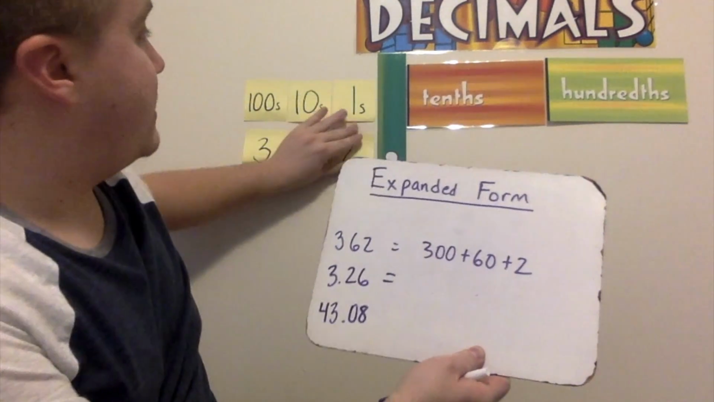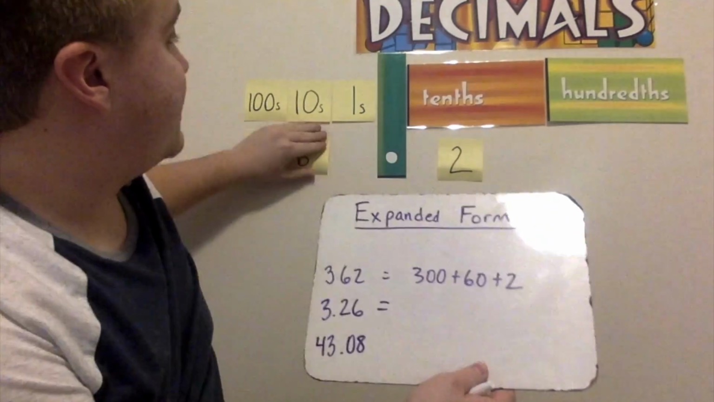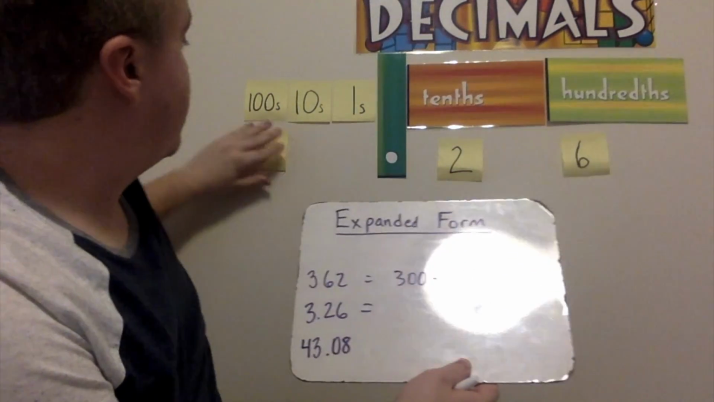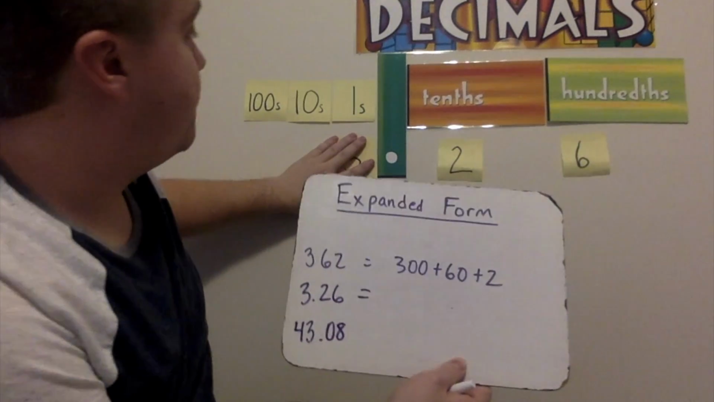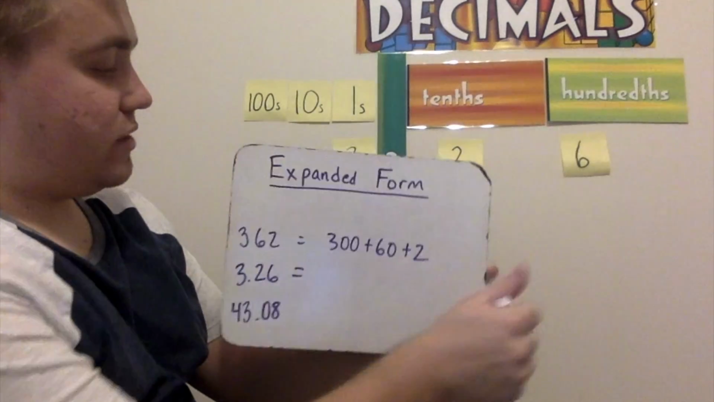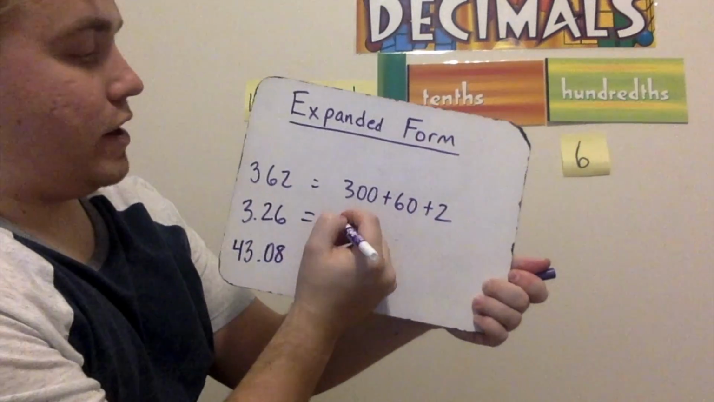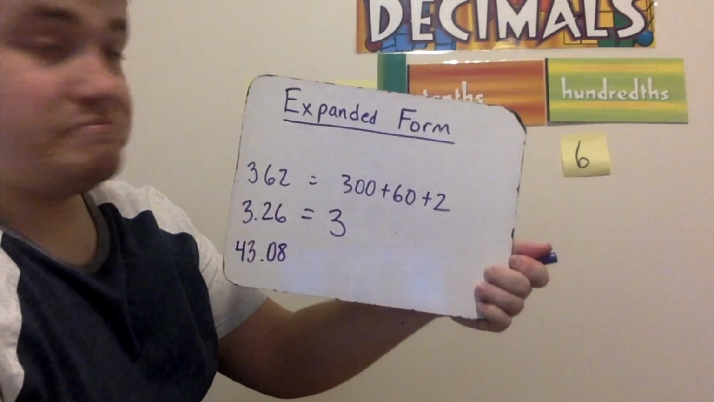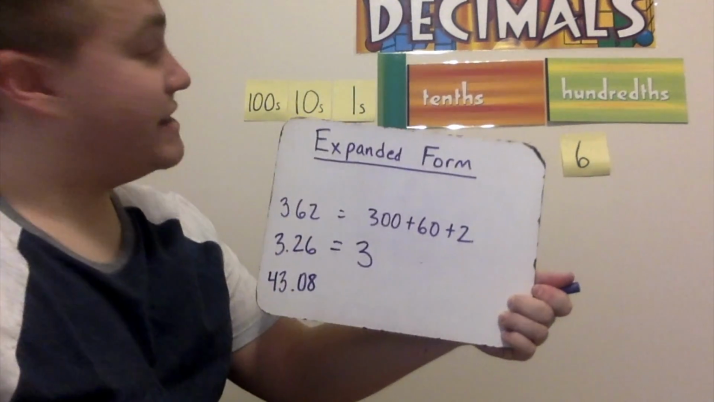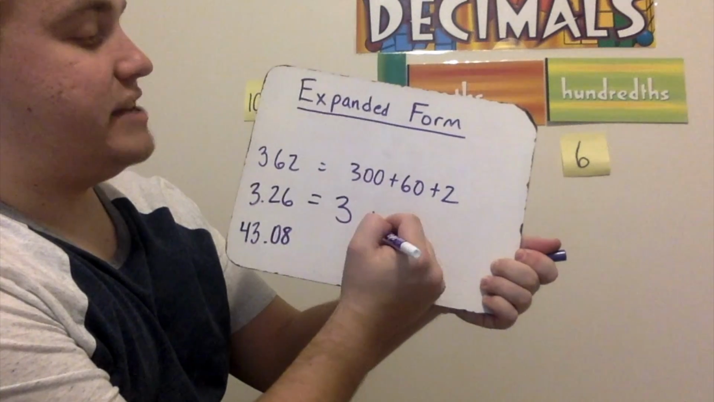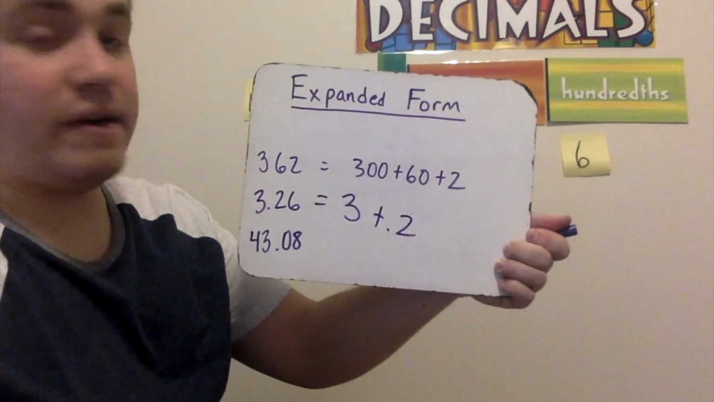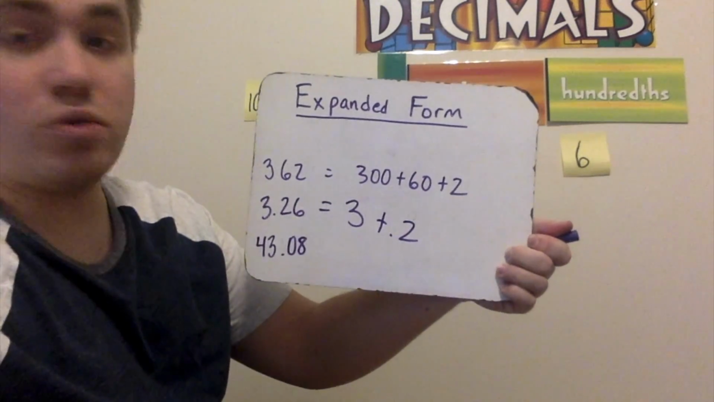If we have 3.26, here I have my 3 in my ones place. So I just have simply 3 groups of 1, 3. Now I have my 2 in my tenths, so I'm going to add on 2 tenths to this. So I have 3 plus 0.2, or 2 tenths.